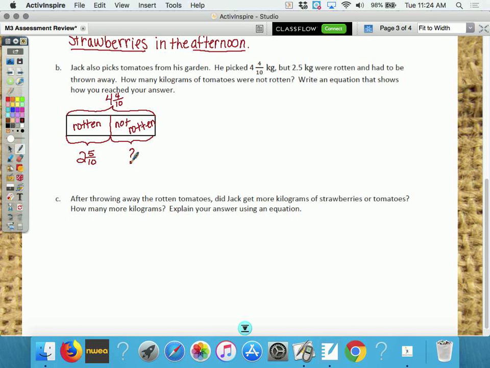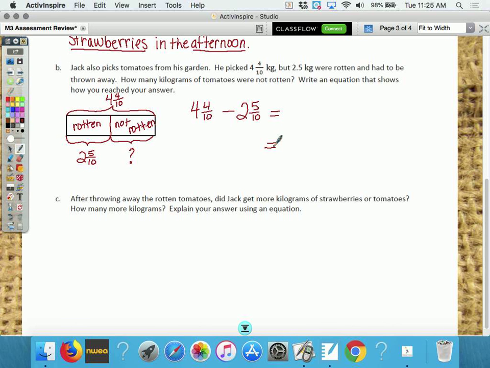So the question mark is here. How many were not rotten? Euridia, what do you think I need to do here? Add or subtract. Okay, good. So make sure you've got your total in the front. 4 and 4/10 minus 2 and 5/10 equals, I don't think we're going to need very many equal signs.